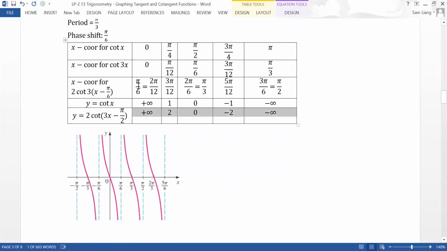Okay. So as you can see here, this is another graph from the textbook. We're going to graph this branch here. So we start at pi over 6. We end at pi over 2. That'll be this one right here. Okay. So pi over 6 and pi over 2, there are asymptotes. And then at 2 pi over 6 or pi over 3, there's a y coordinate of 0. At 3 pi over 12, it's 2. So that will be this here. And then 5 pi over 12, it's negative 2. That's here. Okay. And then this is the branch that you want right here.